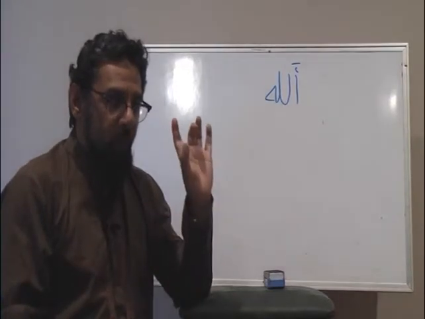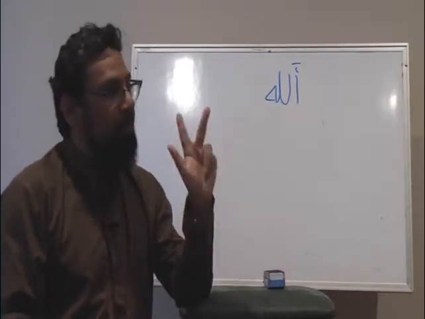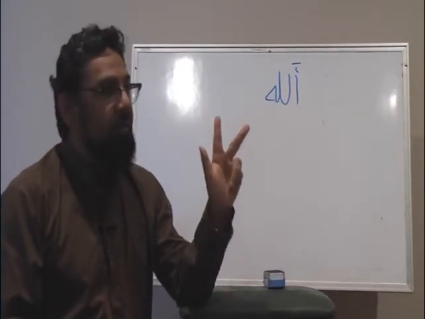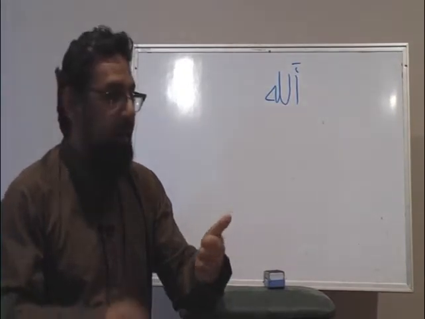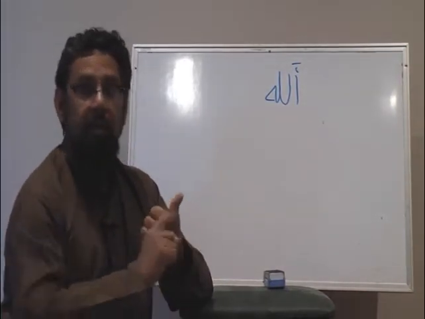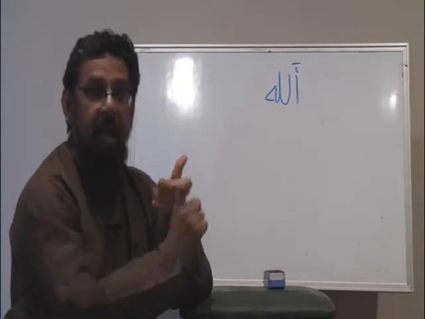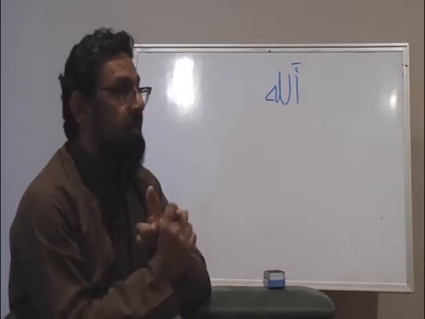So we understood with kalima that there were three types of words, and those three types of words were the ism, the harf, and the fi'l, the verbs.